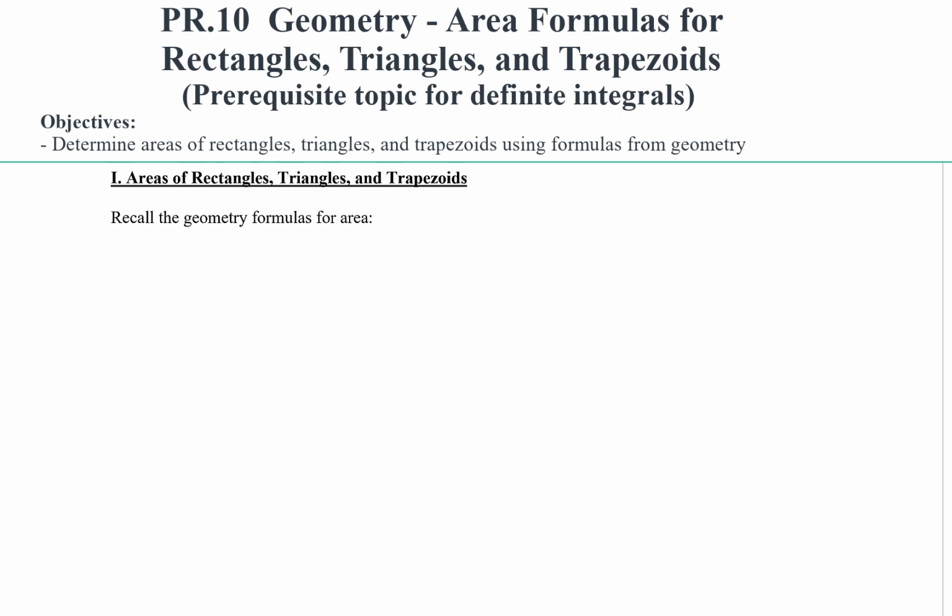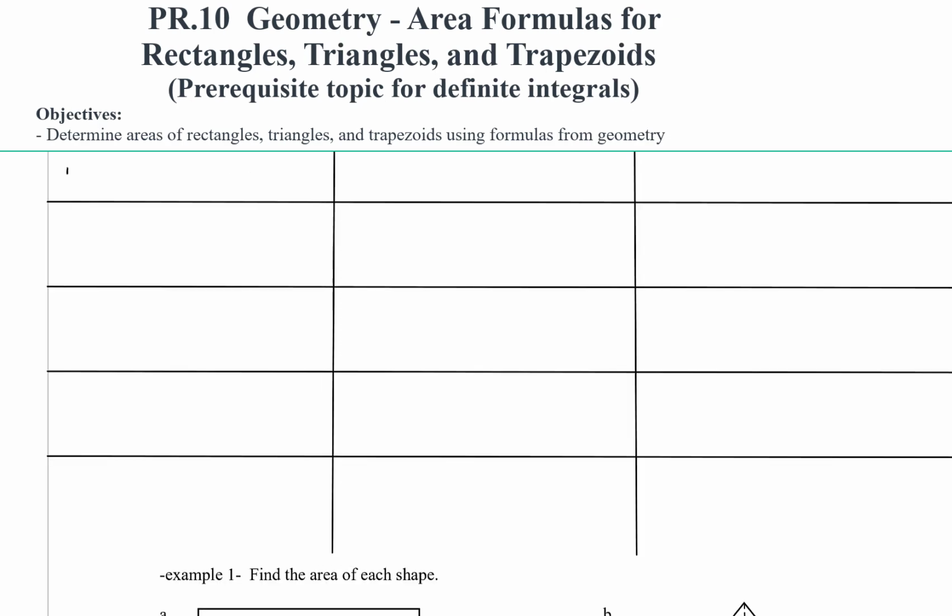I'm going to go ahead and draw a chart here. The chart is going to have 3 columns and 4 rows. Across the top, at the top of the first column, I'm going to write name of shape. At the top of the second column, I'm going to write picture of shape, or another thing I could have written here could have been the figure. And for the third column, I'm going to write formula. And this column is going to represent the formula for the area of the shape.